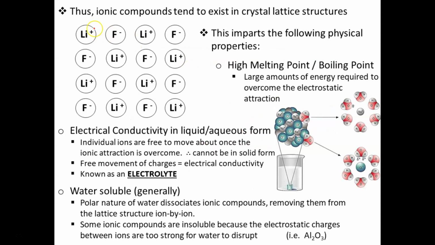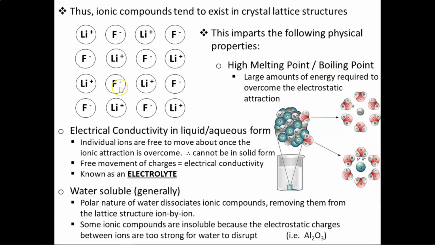Now, if you recall, ionic compounds tend to exist in a crystal lattice structure. So a crystal lattice structure is one where it just repeats over and over again: positive, negative, positive, negative, positive, negative. This imparts the following physical properties. A, they have a high melting point and a high boiling point.